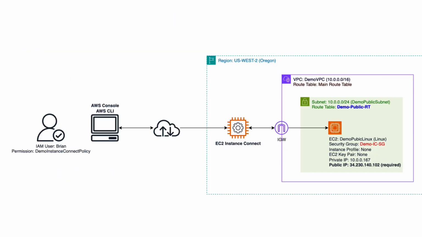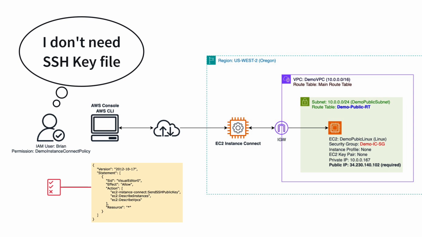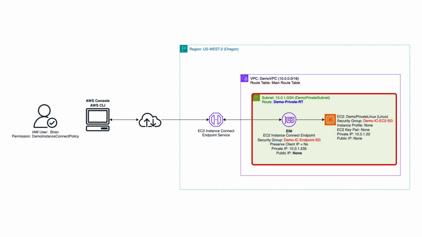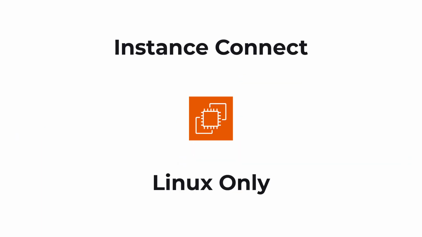One of the main advantages of using Instance Connect is that you don't need an SSH key to connect. Instead, it uses IAM permission to authenticate to EC2. If your EC2 is inside a private subnet, meaning it doesn't have a public IP address or access to the internet via the internet gateway, you can still connect using Instance Connect Endpoint. Keep in mind that the Instance Connect solutions I will discuss in this video only work for Linux EC2, not for Windows. So let's jump in.